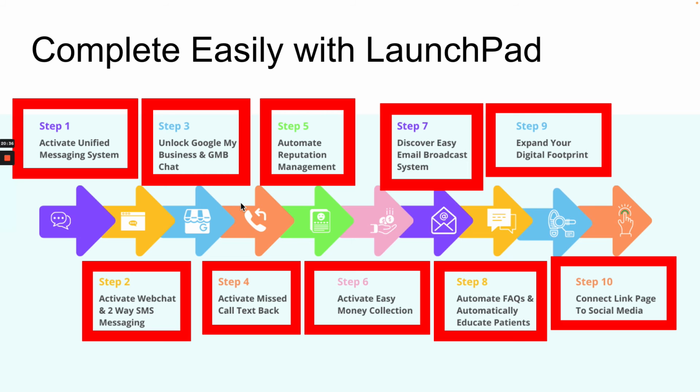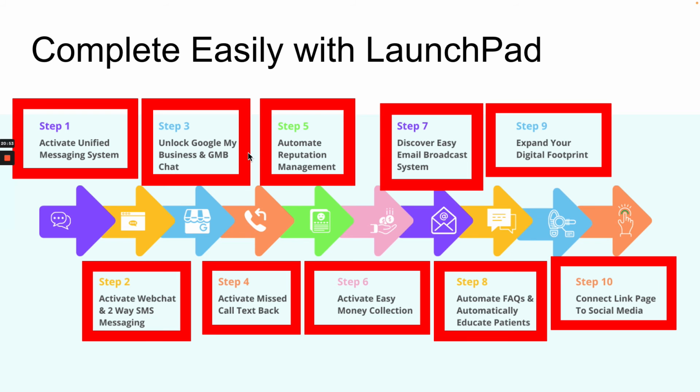So as you can see, there are 10 steps to get your business from nowhere on the internet to having a large footprint and being able to be easily found, easy to interact with, and using advanced automations and making it easy to collect money, all through these 10 steps.